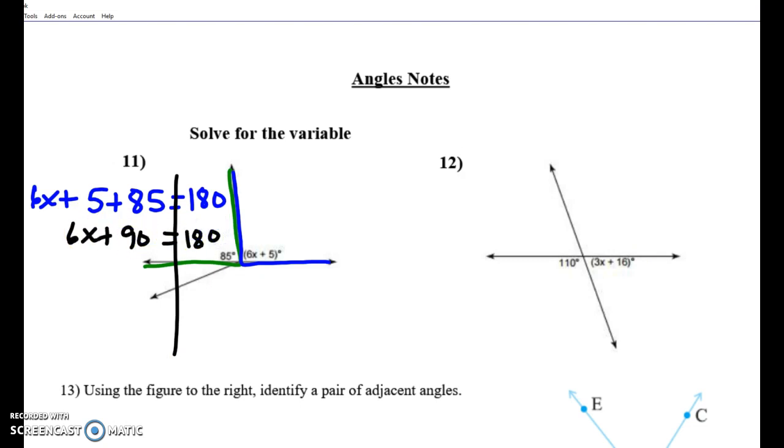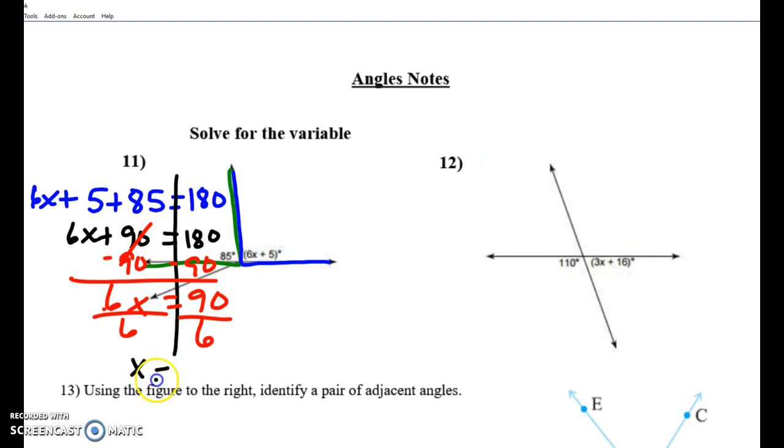Now I'm just left with a two-step equation. Subtract 90, 6x equals 90, and now I need to divide both sides by 6. When I divide by 6, I get x equals 15. And I could plug it back in and solve for the angle, but it just told me to solve for the variable, so really not necessary.